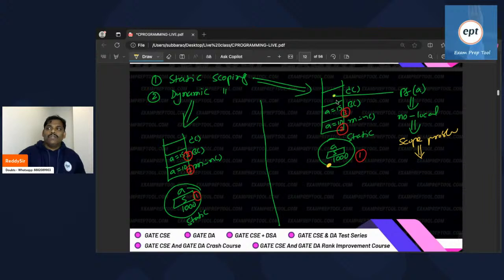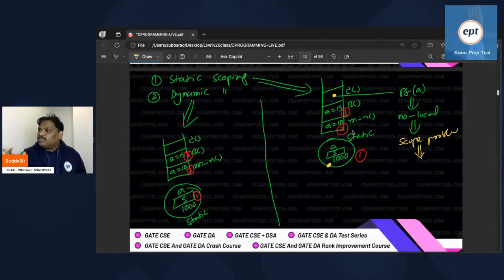If the inventor of this programming language says my programming language follows static scoping, what it means is, whenever you are compiling this program, the compiler gets to know that there is a scope problem here. You are saying print A, the compiler is compiling the program, and it gets to know there is a scope problem here. Print of A, no local, it is a scope problem. But this language follows static scoping. What is the meaning?